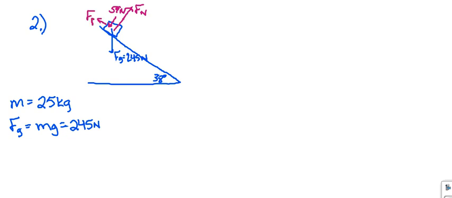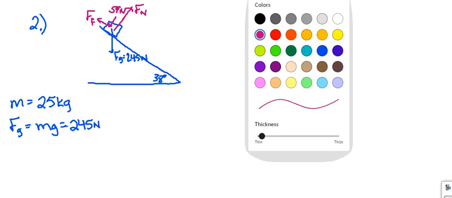It says the crate is being held in place, so there's a friction force. It tells us the coefficient of static friction, anyways, is going in the left direction, or up the hill. It opposes the motion of this crate.